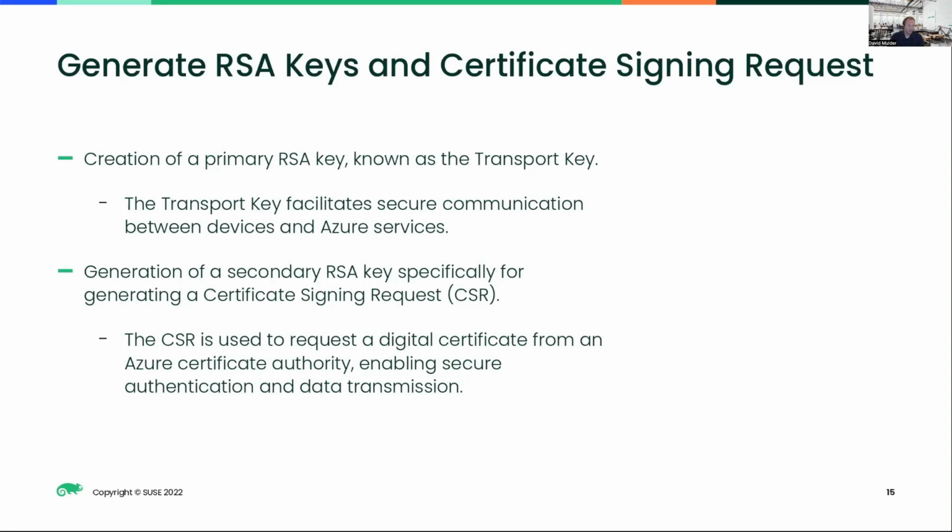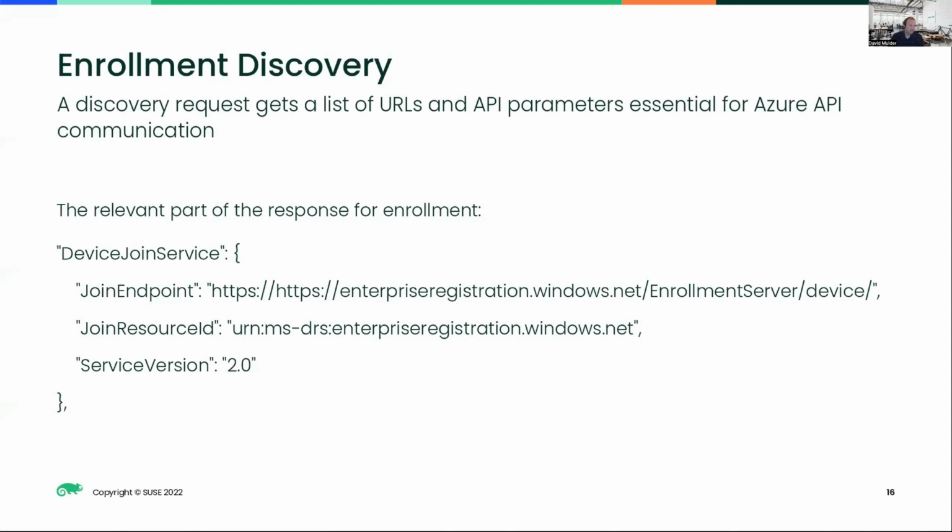As part of the enrollment process, we create a primary RSA key known as the transport key. We create that in the TPM. It facilitates secure communication between the device and the Azure services that you're communicating with. And then you create a secondary RSA key in the TPM for generating a certificate signing request. That CSR is then sent to the DRS service, and you get back a certificate that's signed by Microsoft.